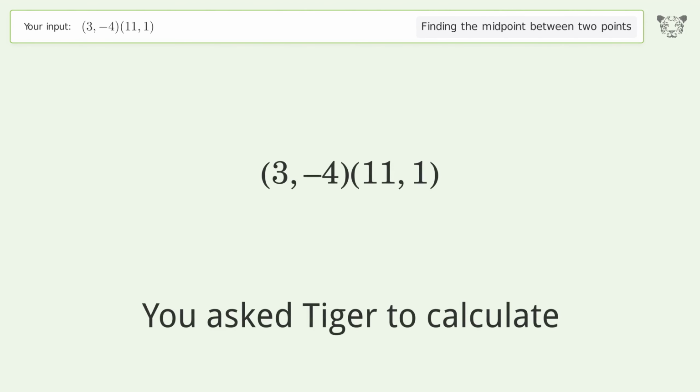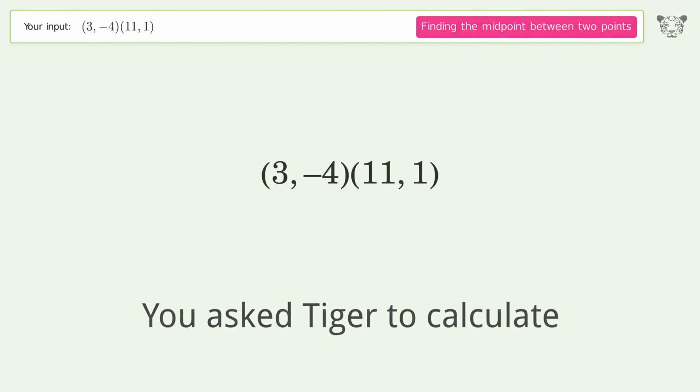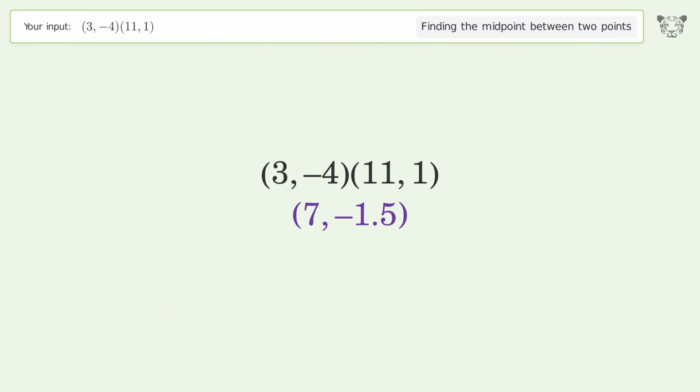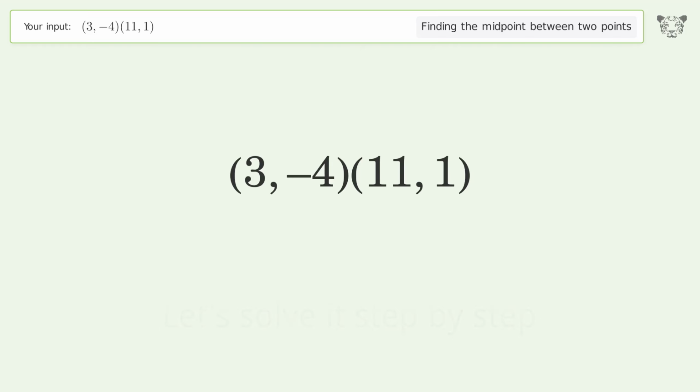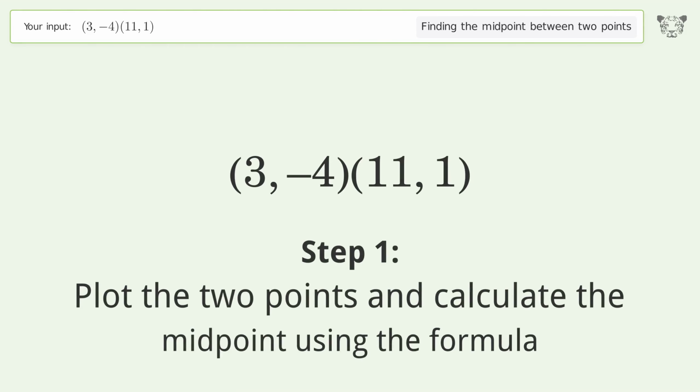You ask Tiger to calculate. This deals with finding the midpoint between 2 points. The midpoint between the 2 points is 7, -1.5. Let's solve it step by step. Plot the 2 points and calculate the midpoint using the formula.